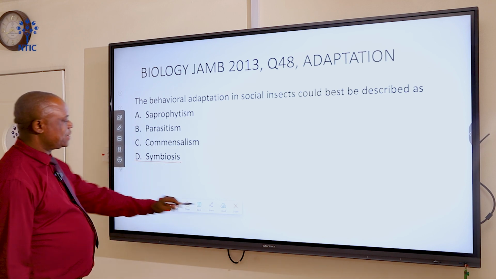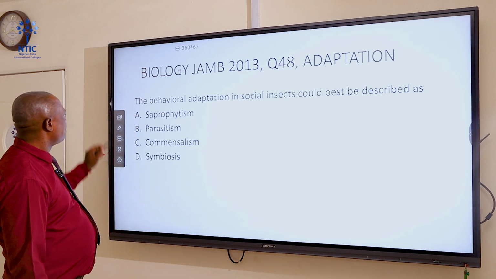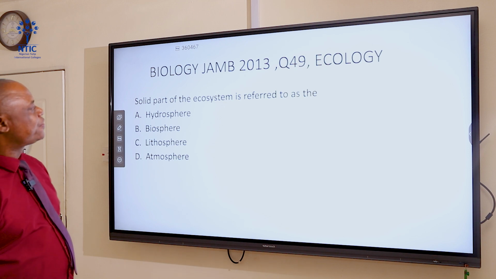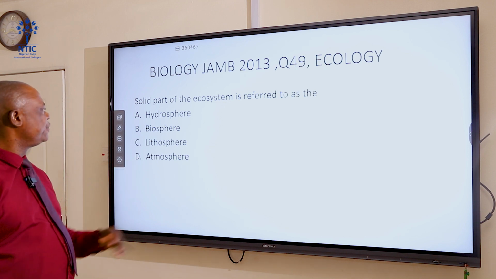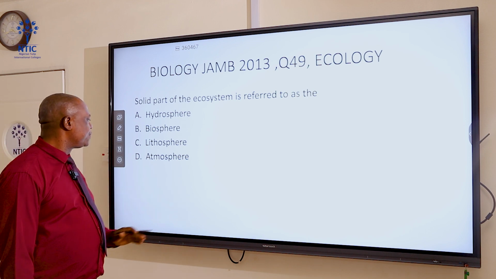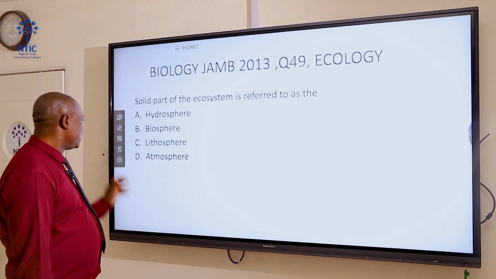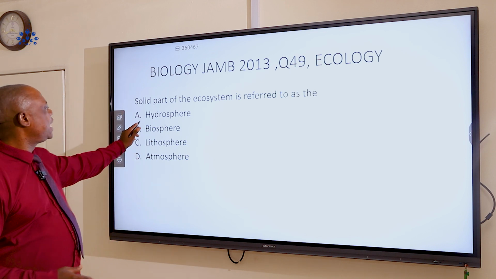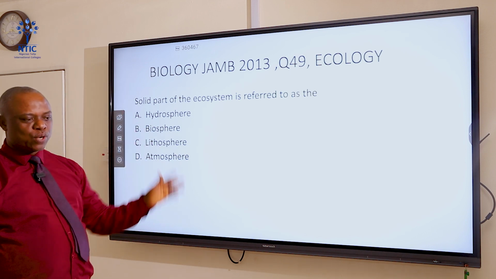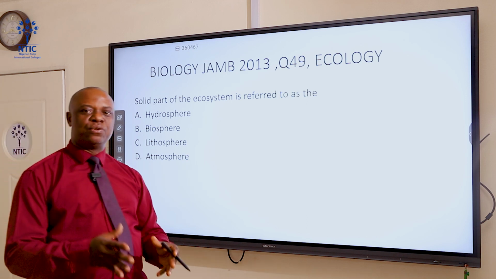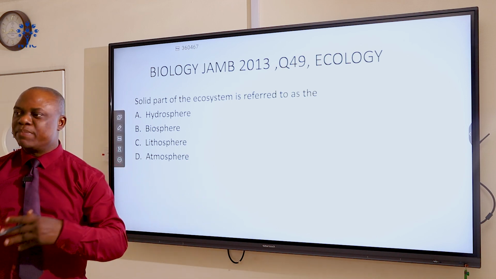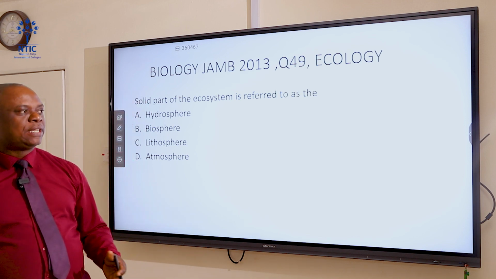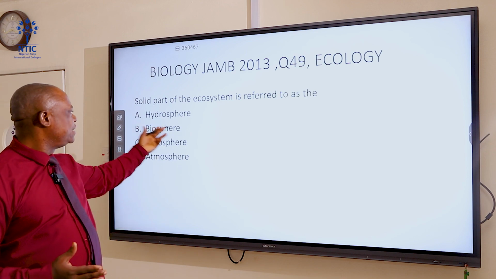We move to the next question. Question 49. Solid part of the ecosystem is referred to as A. Hydrosphere, B. Biosphere, C. Lithosphere, D. Atmosphere. Now, from the options, the word hydro means water. All the water bodies are included in the hydrosphere. The marine habitat, estuary habitat, the freshwater bodies are all included in the hydrosphere.